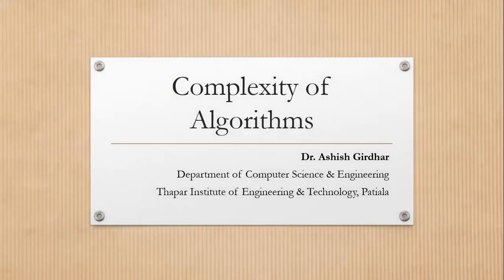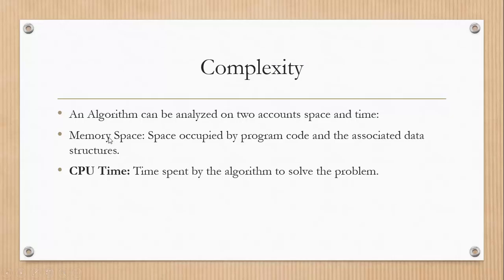Students, the last video was based on the types of asymptotic notation, and in this video I will tell you how to calculate the complexity of different algorithms. Before going to the example, we should know that an algorithm can be evaluated on two bases. First is space complexity and second is time complexity.